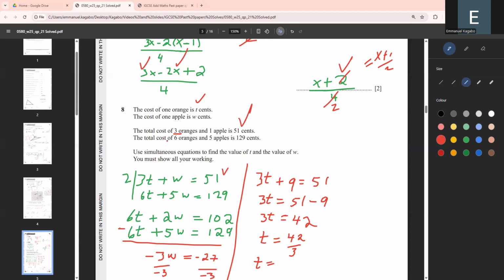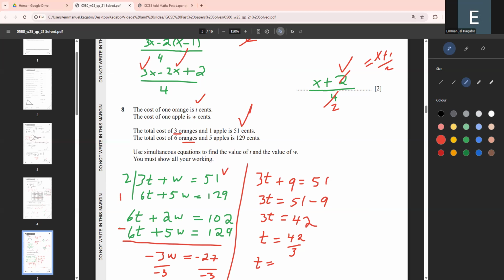Now, the cost of 6 oranges. Remember, oranges are T. So the cost of 6T plus 5W is equal to 129. Second simultaneous equation. Now you decide to eliminate. I decided to eliminate T. That's why I multiplied by 2 here to make sure the Ts are equal. So when you multiply by 2 here, you are going to have 6T plus 2W equals 102. This one I multiplied by 1, so it's going to stay the same.